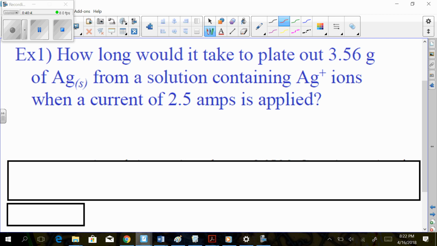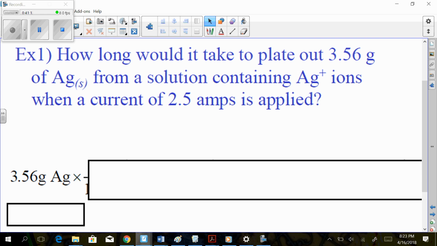And it's a very cost-effective way to make inexpensive jewelry or items look expensive and to be protected. So if we look at that, where would we start? We want to know how long it would take to do that. And we know we have a current of 2.5 amps.